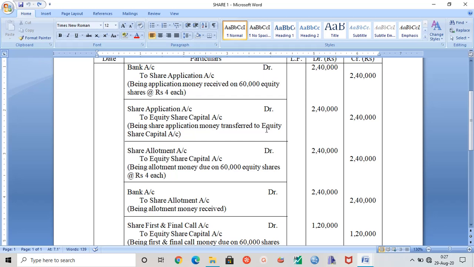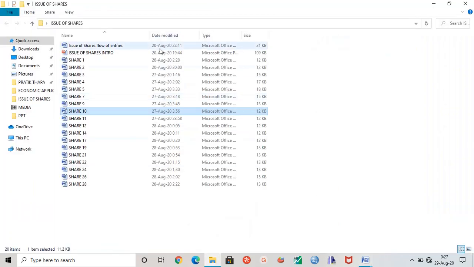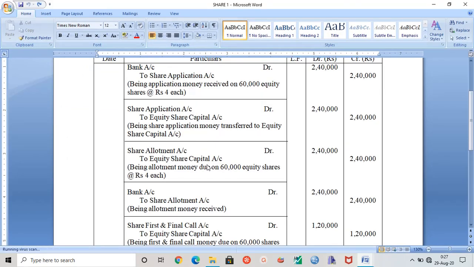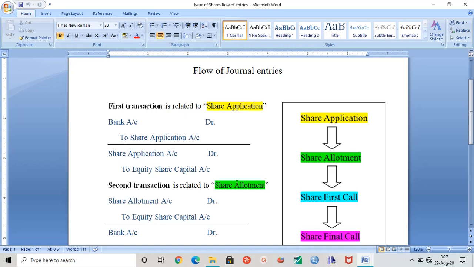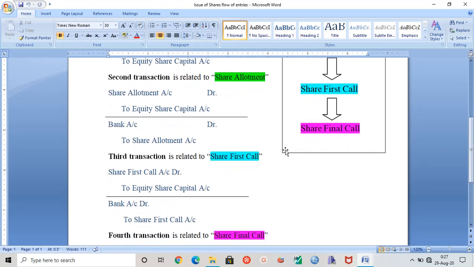I have already shown you the flow of journal entries for the issue of shares, so let me take you to that journal. There, first of all we have share application and then share allotment, and then we have share first call and then share final call. But here in question number 1, the first call and final call have been combined together. So share first call and final call may be combined or may be separated, depending upon the situation.